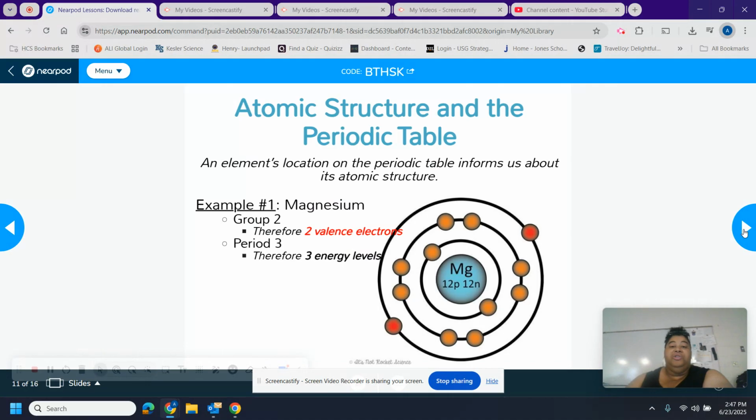The atomic structure and the periodic table: knowing an element's location on the periodic table informs us about its atomic structure. So if you know magnesium is in group 2, then you know magnesium has 2 valence electrons. If you know magnesium is in period 3, therefore you know magnesium has 3 energy levels.